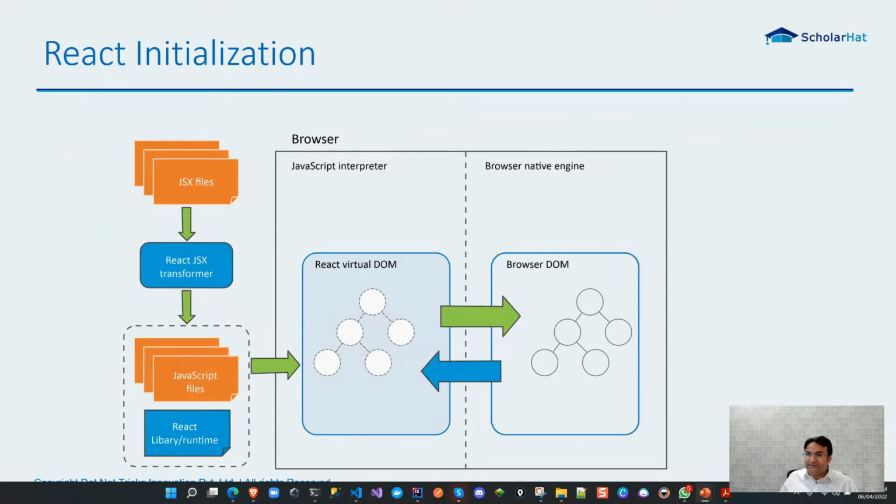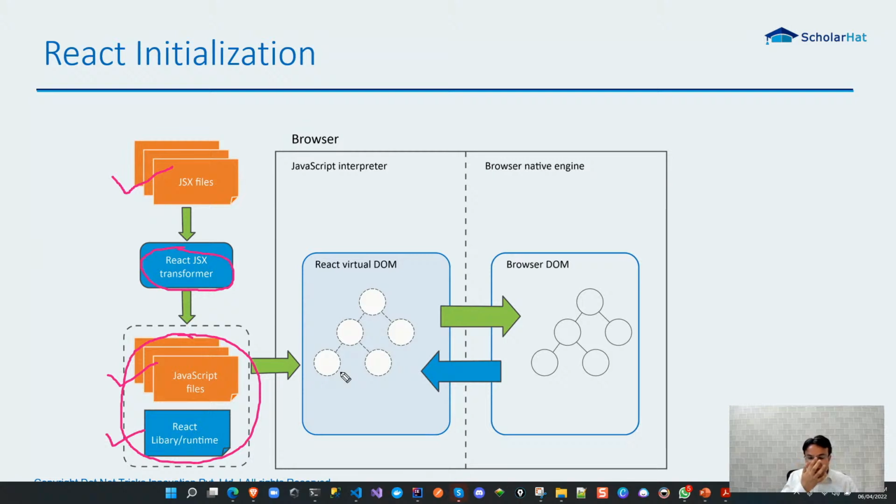If you look here, this is a very important part. Whenever we write code in JSX, we have the React.js transformer, that is Babel and Webpack. That will convert the code into plain JavaScript. Then we have included the React library. And along with the React library and this JavaScript file, we are going to render things into the browser.